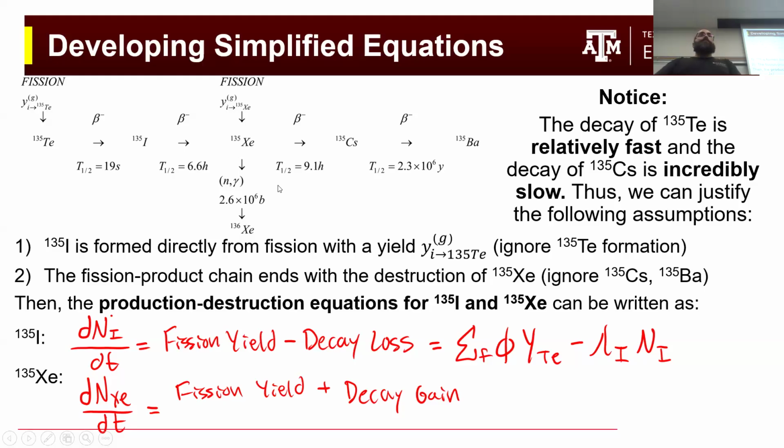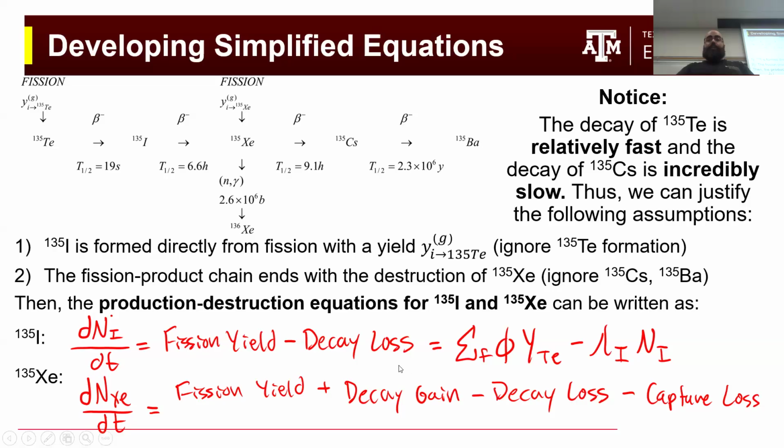And then it has two loss mechanisms as well. Xenon itself is radioactive, so it can decay, which means that it also has a decay loss. And xenon can capture a neutron. If it captures a neutron, it would become something else. So it has a loss due to a capture. We can say minus a capture loss. So that's what my statement would look like in terms of words.